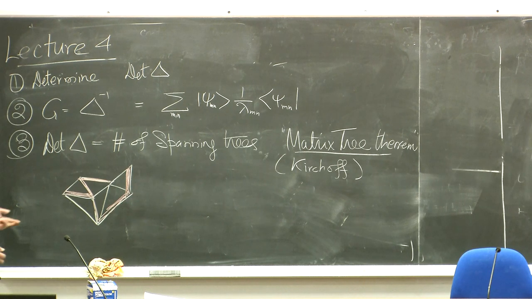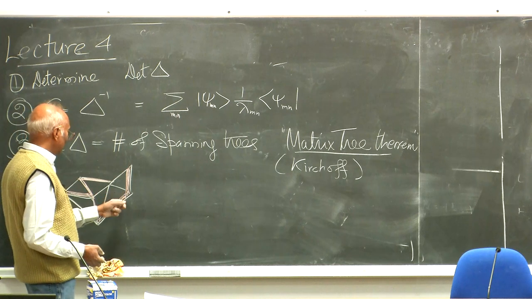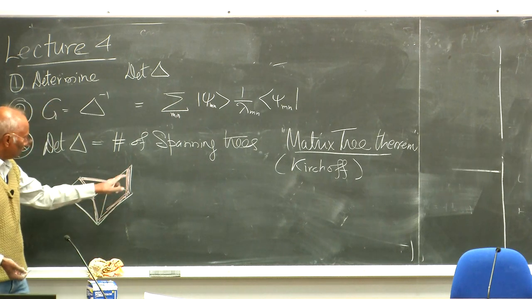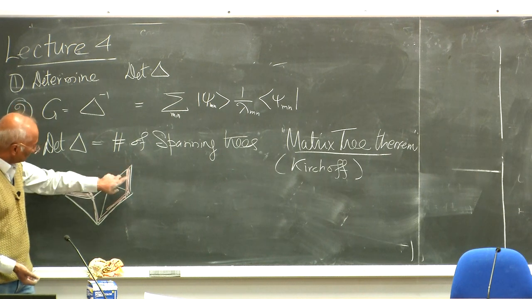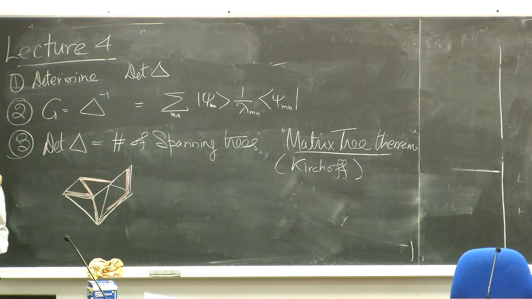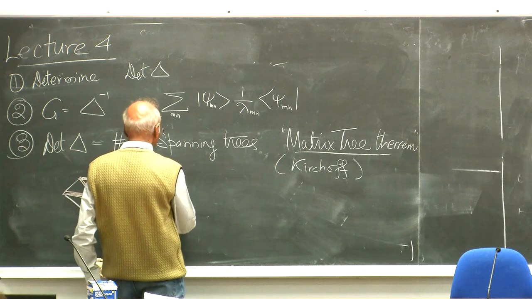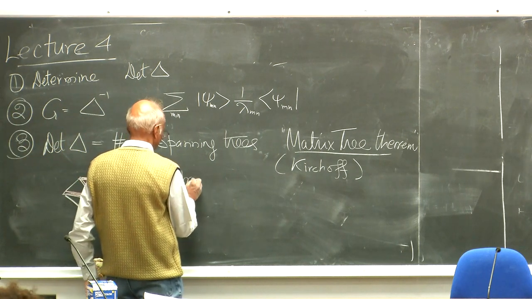Now, given a spanning tree, there is more than one way I can draw a spanning tree, because I could have connected this node here by this edge and not by this one, and so on. There are many spanning trees. So how many spanning trees are there? That is a good question, and people have tried to worry about it. And the answer is the following. Let us first give the answer. The matrix tree theorem.